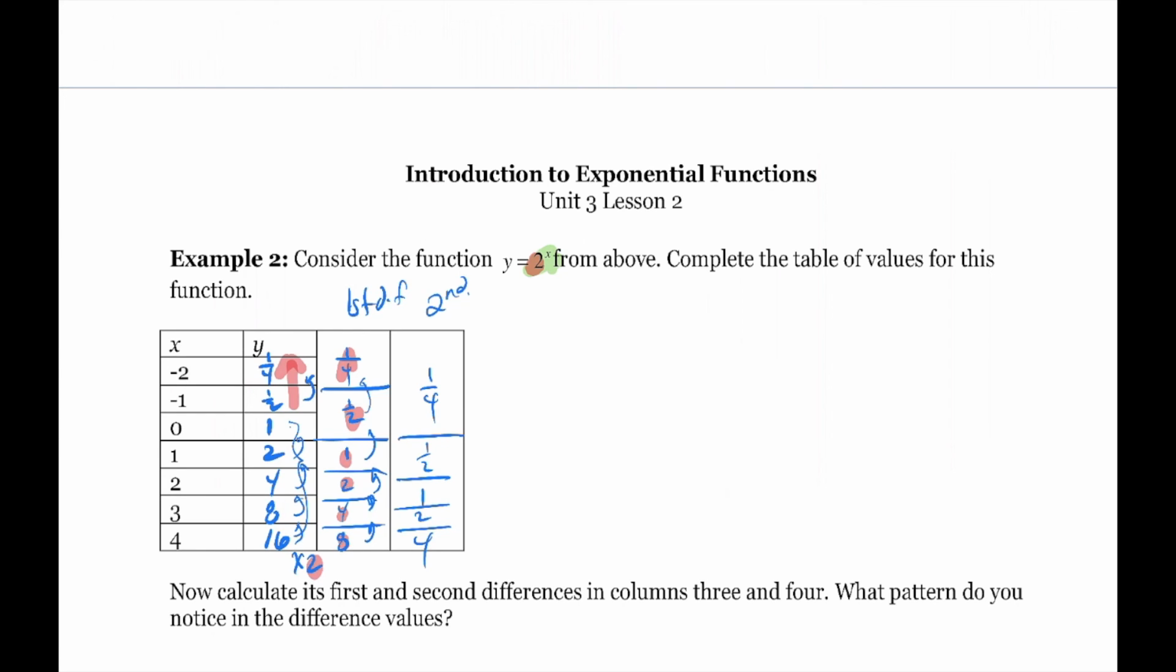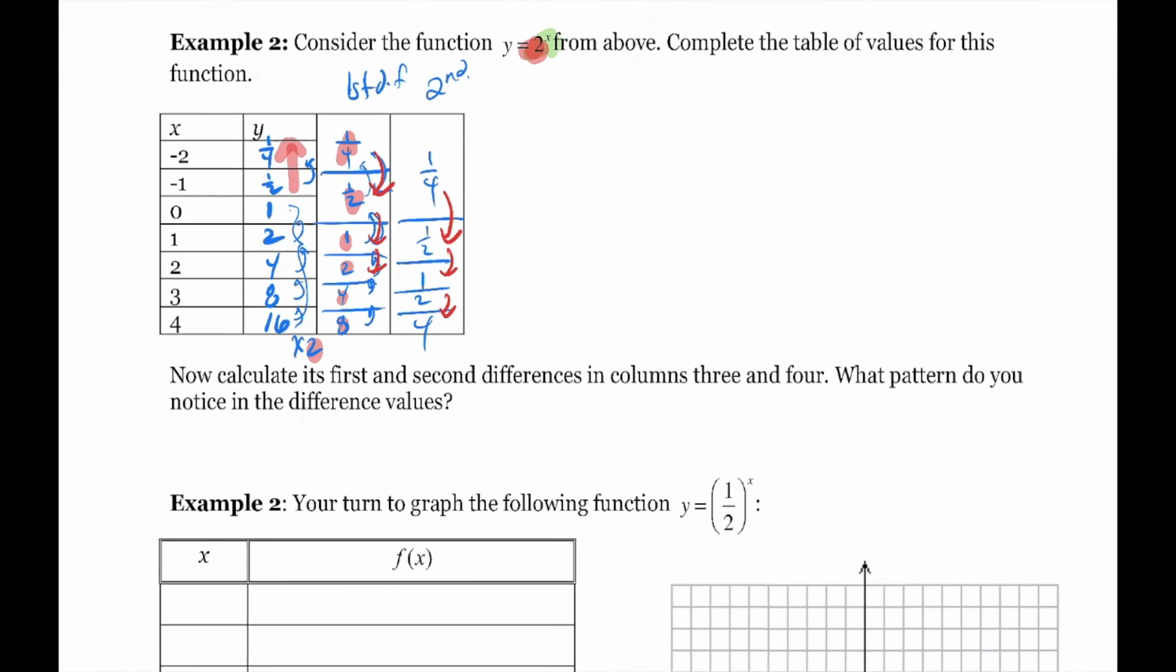And again, what we're also going to note is that even as we go from the first differences from each value, each of these are being doubled or multiplied by 2 as well. So we have this idea with our base being 2 is that when we go from one y value to the next, as x increases by 1, we're actually multiplying it by that base. Okay?